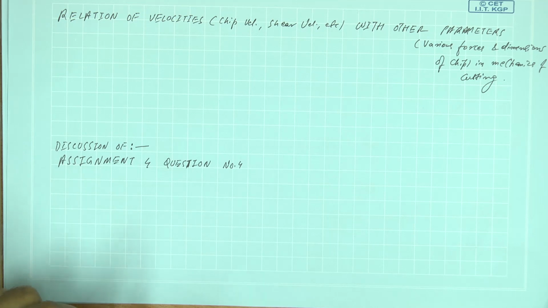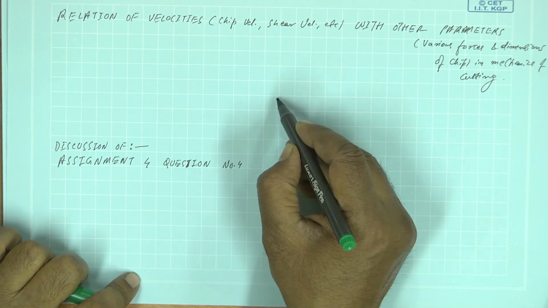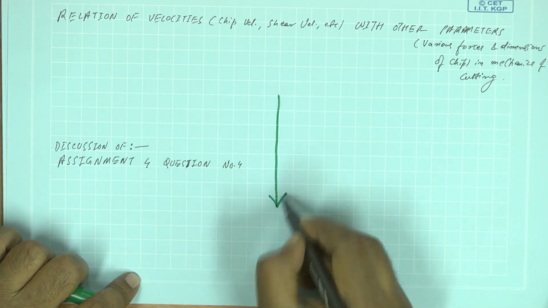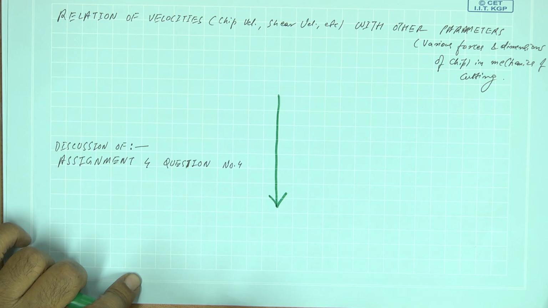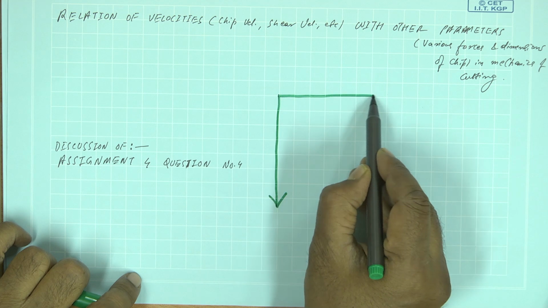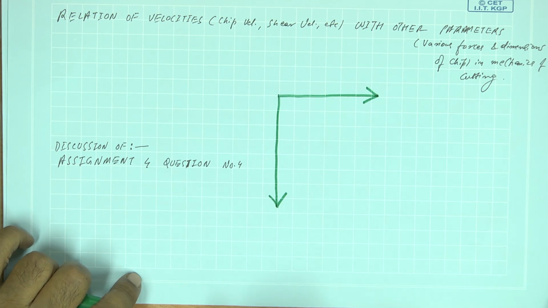Yeah. So, this is very interesting. In this case, when you are having chip velocity, shear velocity, etc., first of all what we can establish is that the cutting velocity must be moving downwards like this. Next is the chip velocity. If the orthogonal rake is 0, the chip velocity must ultimately have this direction. It flows along the orthogonal plane.